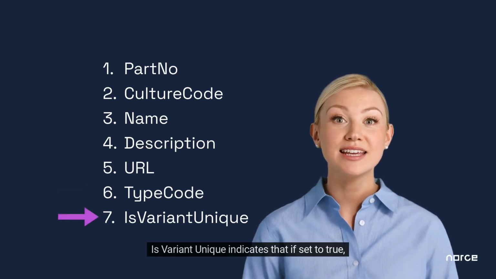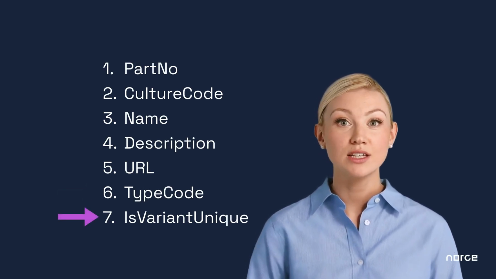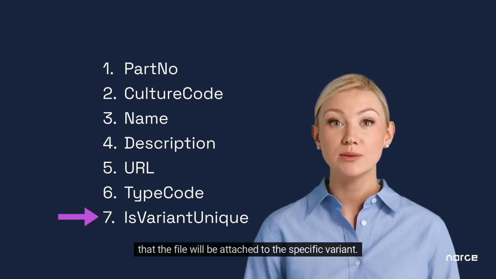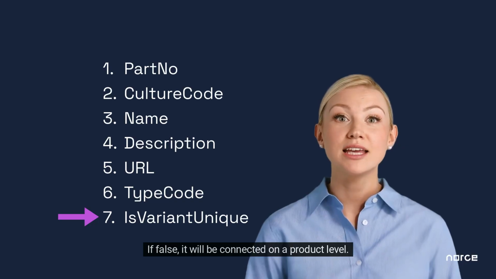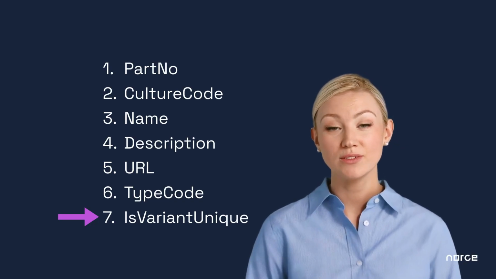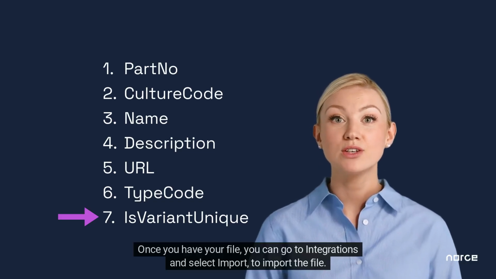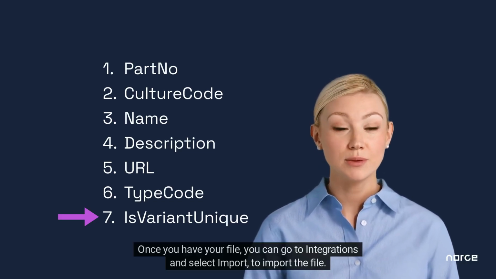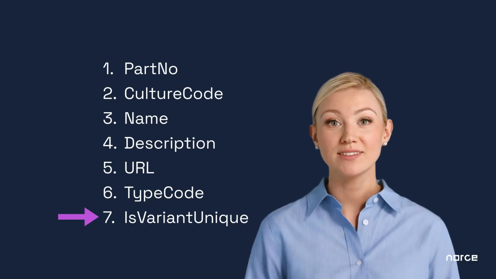Is variant unique indicates that if set to true, the file will be attached to the specific variant. If false, it will be connected on a product level. Once you have your file, you can go to Integrations and select Import to import the file.